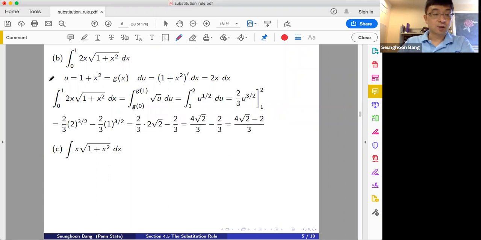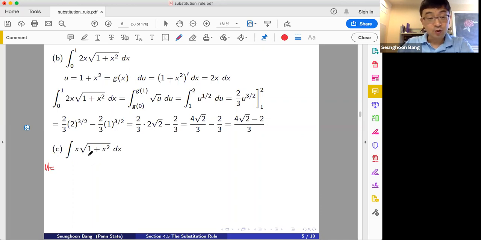The next one. What is the difference between these two problems? This one has 2x times the square root of 1 plus x squared. This one has only x times the square root of 1 plus x squared. In this case, we don't have an anti-differentiation formula, so you have to use u substitution. So what is u?